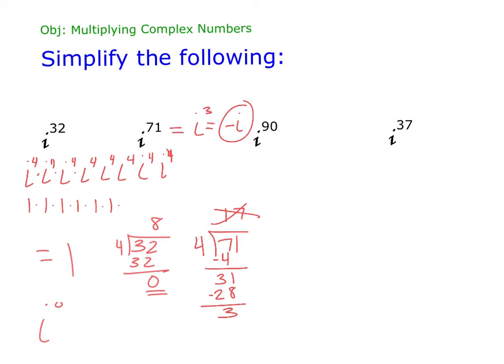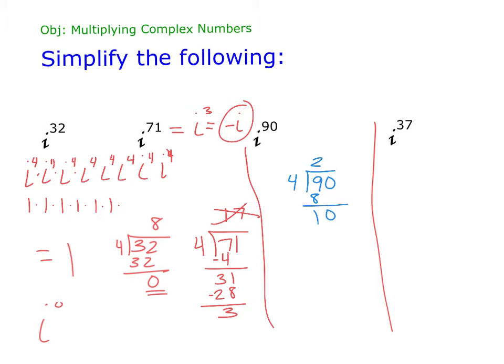All right, 90. So try this one on your own. Divide by 4 and find your remainder. So I'm going to take 90. 4 goes into 90 how many times? Twice, 22, with a remainder of 2. So again, we don't need the 22. We have 22 i to the 4th. i to the 4th is 1. What we need is the leftover. So the i to the 90th is the same as i squared. And then look in your chart. What do we know that i squared equals? Negative 1. Done.